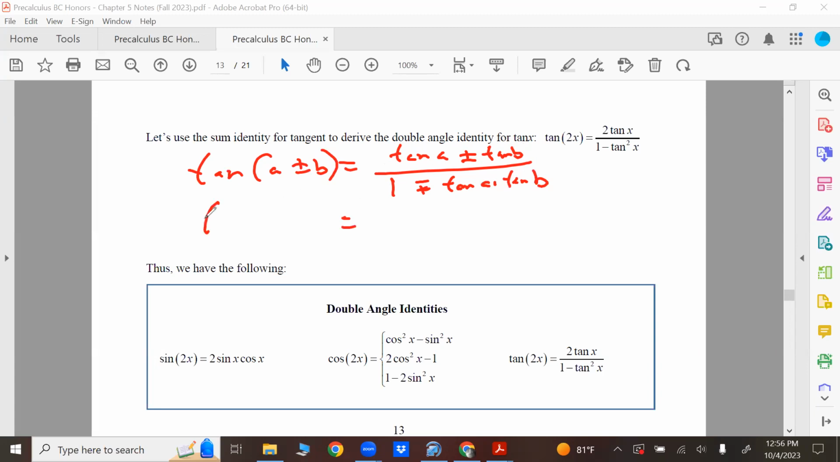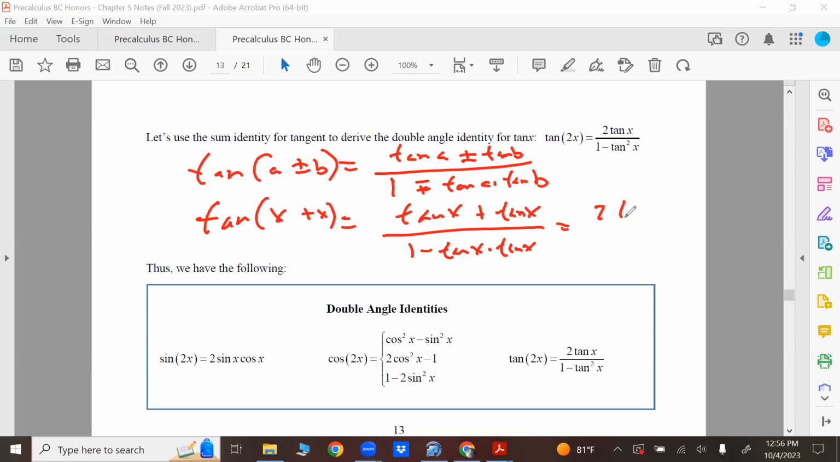So replace the a and b with x and y. Sorry, replace the a and b with x and x. Add up, you get tan x plus tan x. Down below, you have 1 minus tan x times tan x. What do you get? 2 tan x up top, 1 minus tan squared x down below. That's where it comes from.